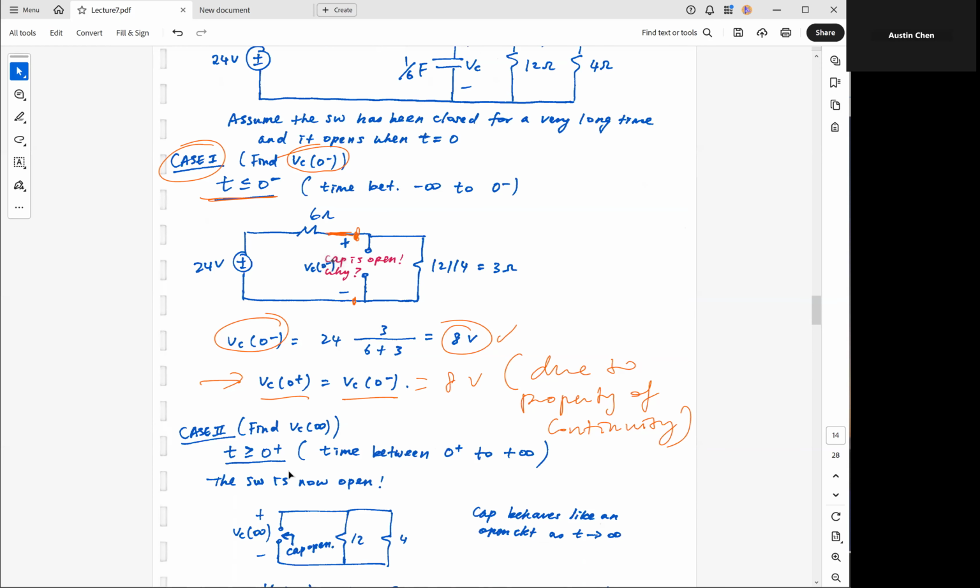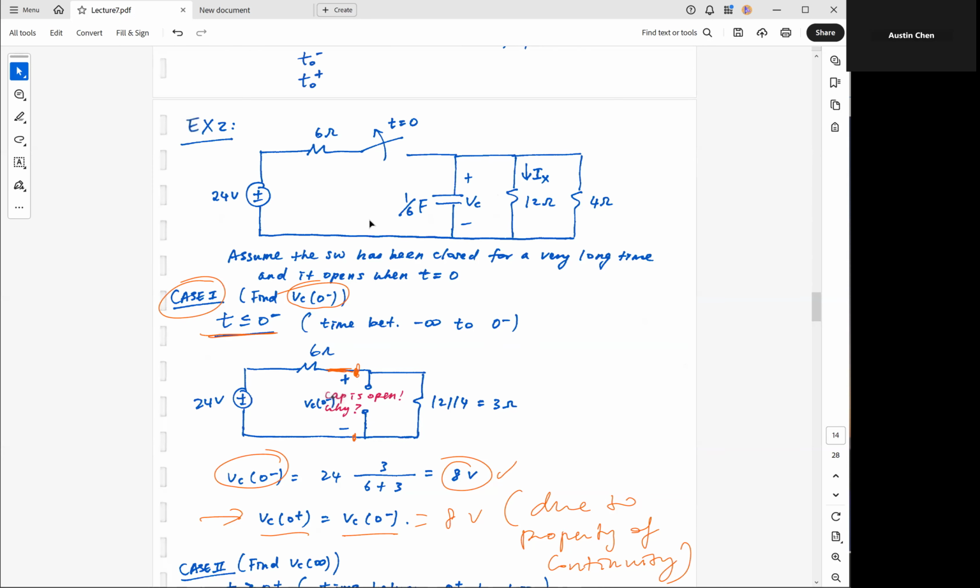All right, so then the next step is after the switching event. So this corresponds to case 2. For case 2, let's revisit the switch. The switch before the switching event is in a closed position, and the switch is only open when t is equal to 0. So after the switching event, the switch is now open. If it's now open, then my circuit diagram will only consist of this part.